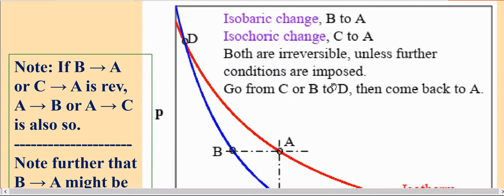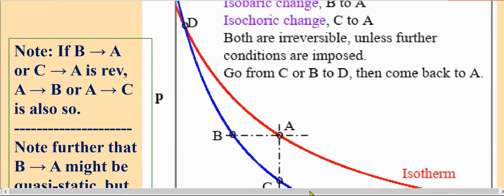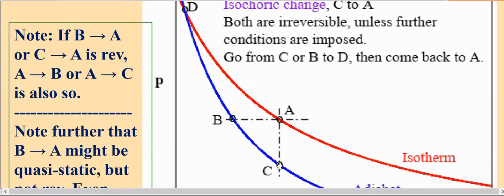So go from B to the point D. You go along the adiabatic line. The adiabatic line is blue always. And then come back to A via the isothermal line. So this is how we go from B to A: we go along this line and then along this reversible line. So this is again the equivalent reversible path idea. And for the isochoric change, from C via the adiabatic path, you go to D, and then via the isothermal path, you come back to A.